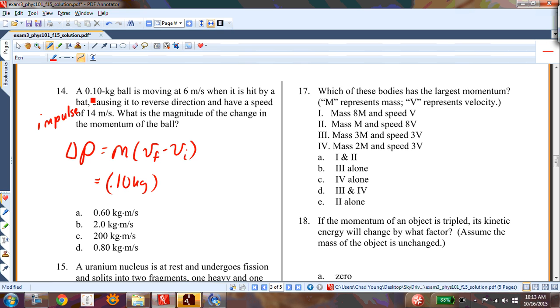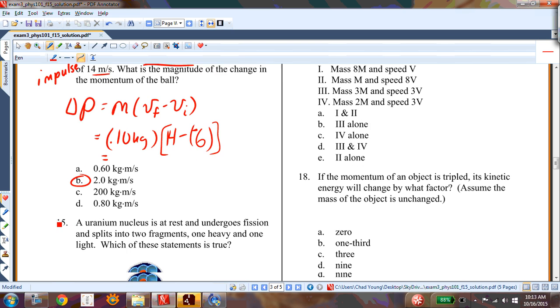VF is 14 minus 6. But remember, it doesn't really matter how I do the signs here, but I have to think about the reversal of direction. So here, the way I'm drawing this is that initially it's traveling at -6, and then it gets hit by the bat and it's traveling at 14. And so the difference in those two is going to be 20. So that's 0.1 times 20, which is going to be 2 kilogram meters per second.